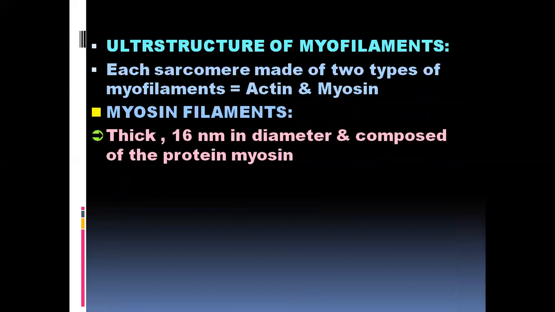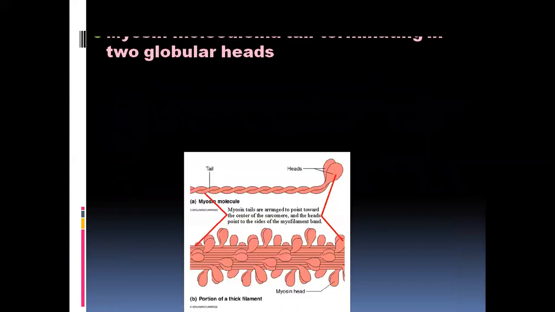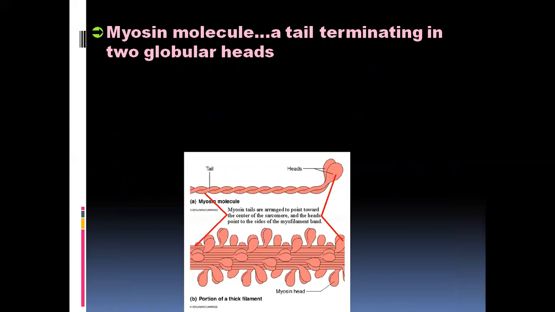Structure: each sarcomere is made up of two types of myofilaments, the actin and the myosin. The myosin filaments are thick, 16 nanometers in diameter, and made up of a protein called myosin. Now, the myosin molecule has two polypeptide tails, which are rolled around each other and pointed towards the center, and it has two globular heads sticking out.